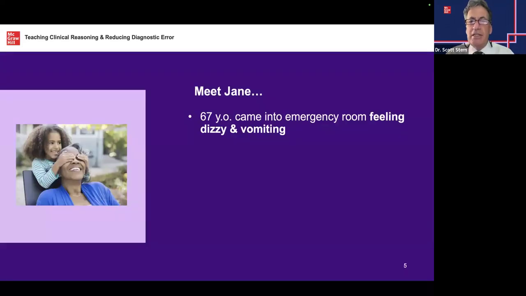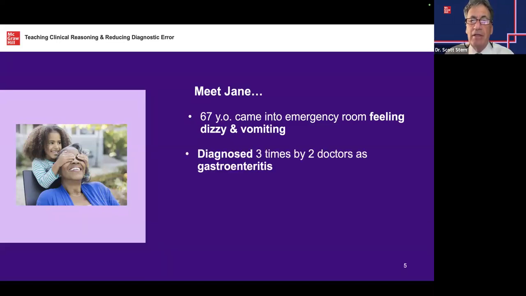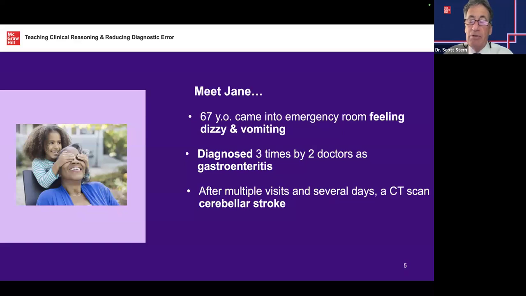So, just as an example, this is a true story of a woman named Jane who went to a very famous emergency room on the East Coast with dizziness and vomiting. She was seen multiple times by several doctors and told she had gastroenteritis. She went back yet again and was reevaluated, and someone thought maybe this was a central nervous system problem and she was actually found to have a cerebellar stroke. Unfortunately for Jane, it was too late. Her cerebellum swelled, she herniated, and she died, which is tragic.